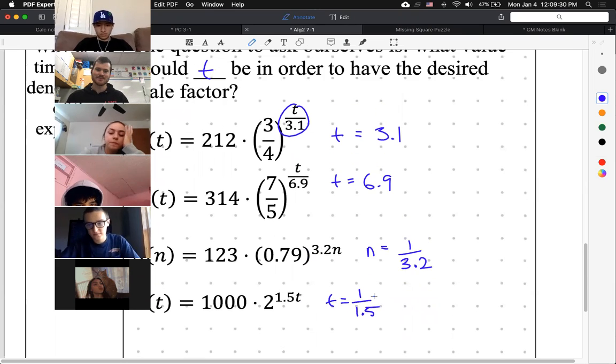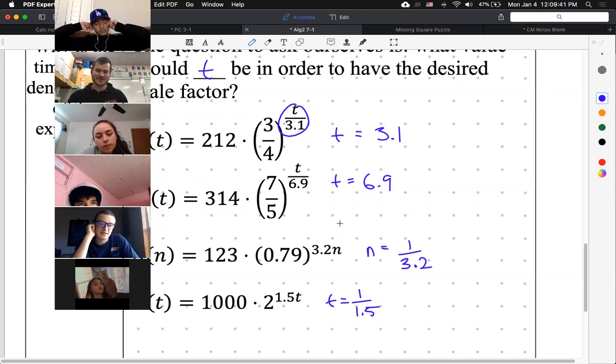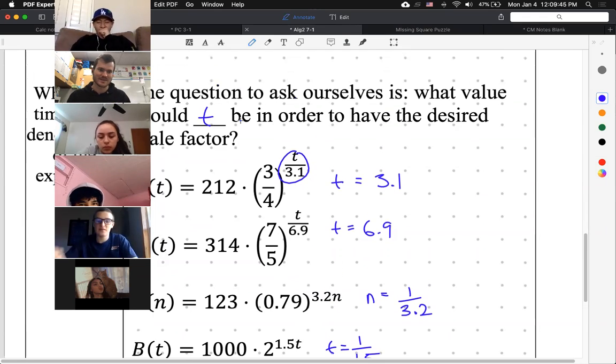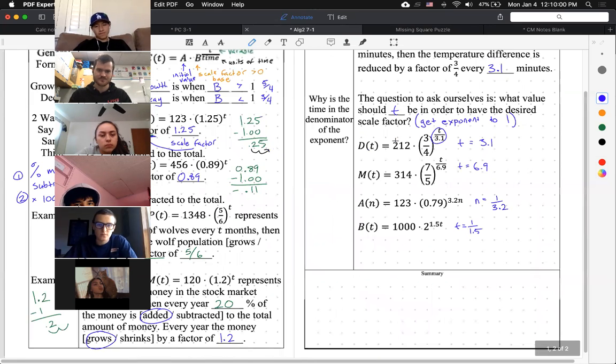So it's not as simple as just take whatever the denominator is, because there is no denominator for this one. 3.2 and the denominator is 1. There isn't anything. So the question you really have to ask is, how do you get that exponent to 1? Or how do you get that exponent so that you get the correct scale factor? I'll put up here, get exponent to 1 for 99% of the cases. Get exponent to 1.